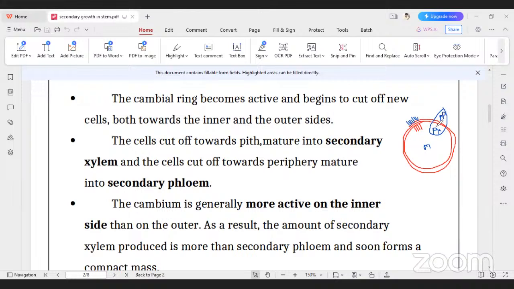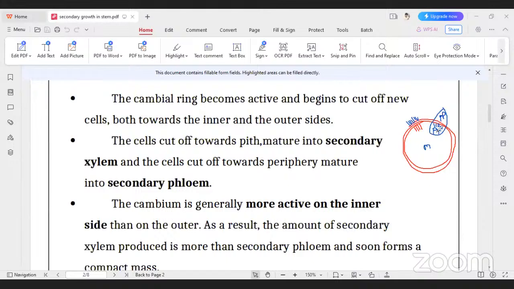But after formation of the cambium ring, what happened? Secondary xylem is also formed. Secondary xylem cells, this is the secondary xylem. What happened during formation of secondary xylem? The primary xylem goes toward the center.